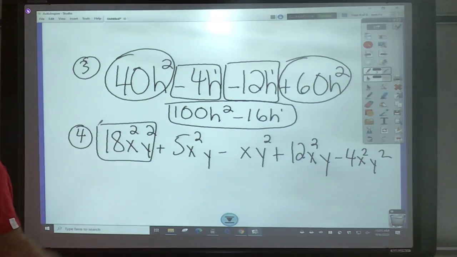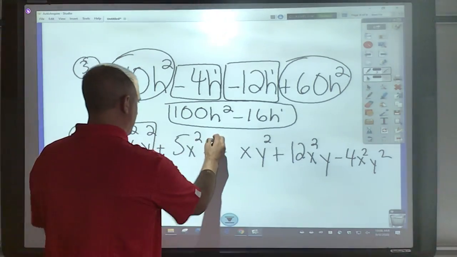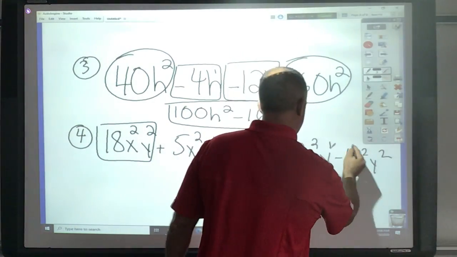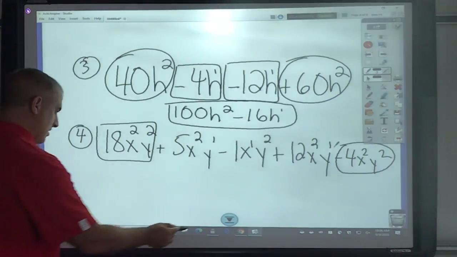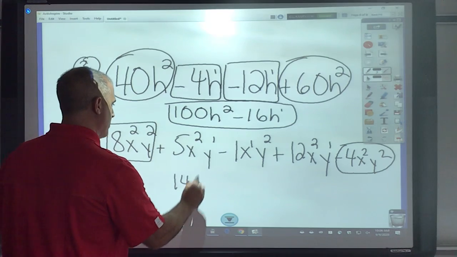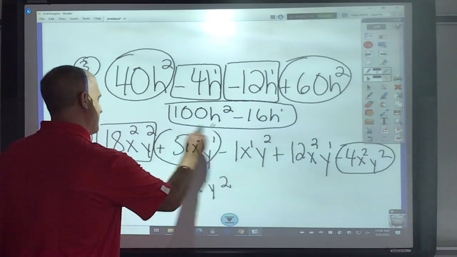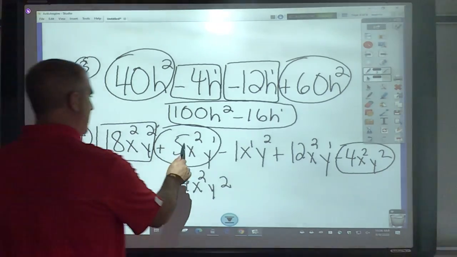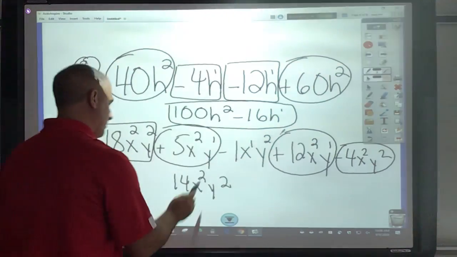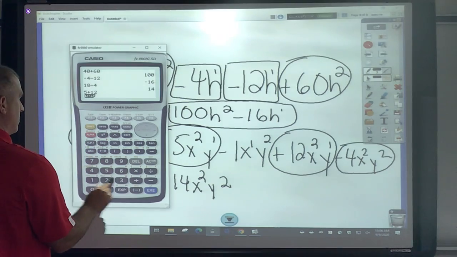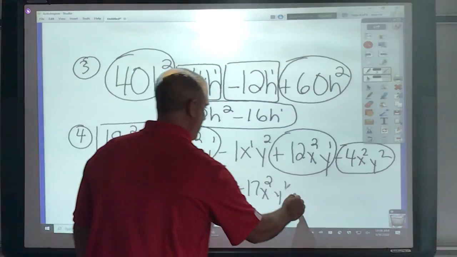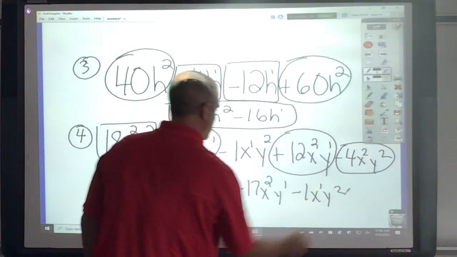Then let's go to this one. I got 18x squared y squared. This one only has a 1, this one's a 1 with a 1, this one would be a 1. The only one that matches is this one down here. So what I would do is 18 minus 4 is 14, so 14x squared y squared. Then I'm looking for the match of this. I got 5x squared y, and the other one would be this match right here. So I got 5 plus 12, which would be 17, x squared y1. The only one that doesn't have a match is this one, and that would just drop down right next to it as it is.